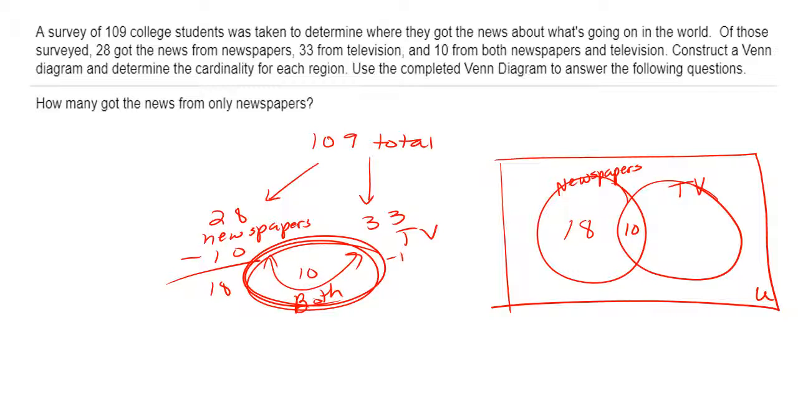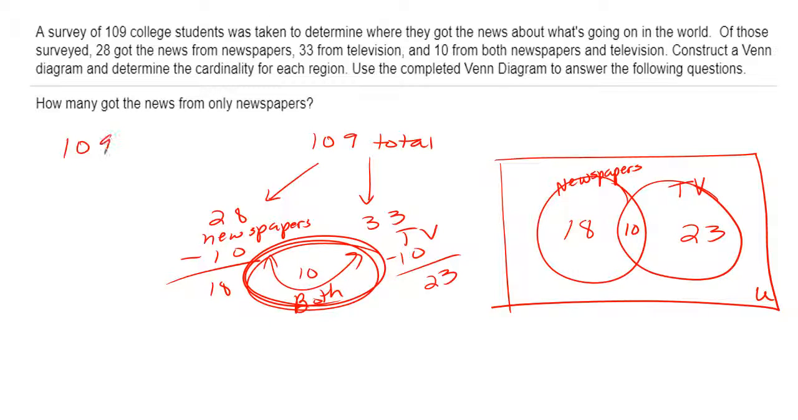Likewise, I need to subtract my 10 overlap students from the TV. And that would tell me that I have 23 students who only watch the TV for news. However, if I look at the 23 plus those 10 overlap students that do both modes, then that would give me the 33 total in the TV. Now, this is definitely not 109 students.